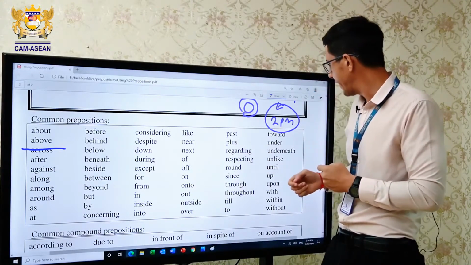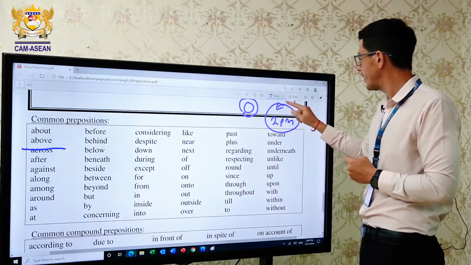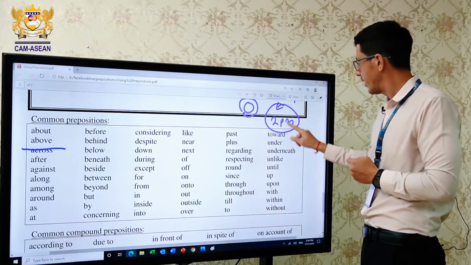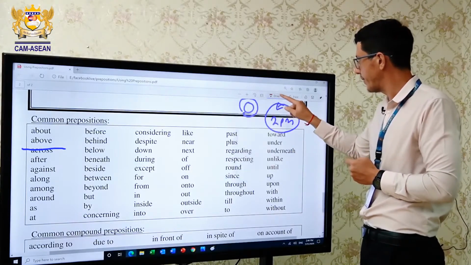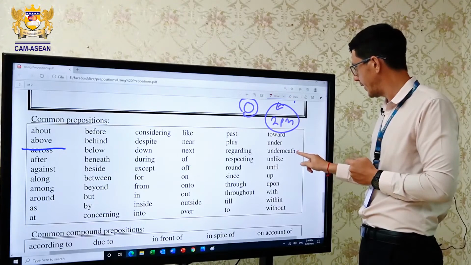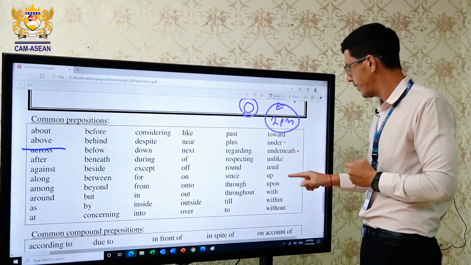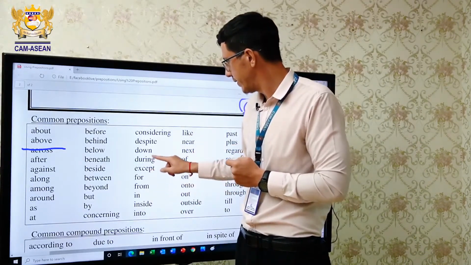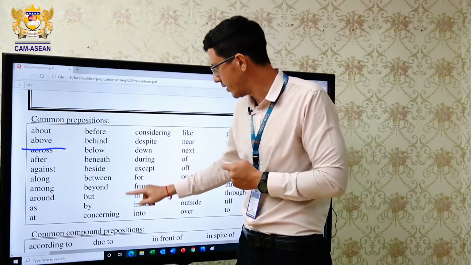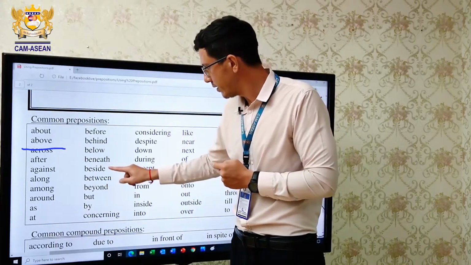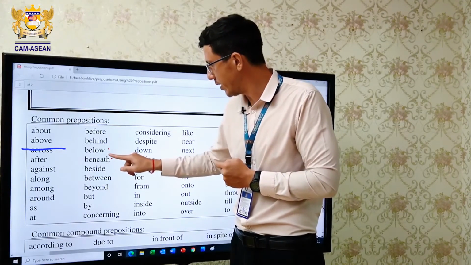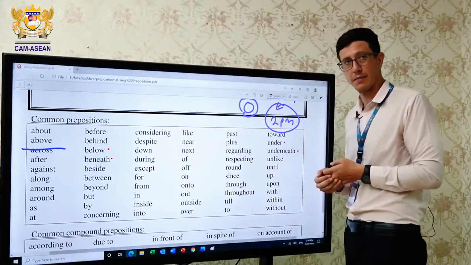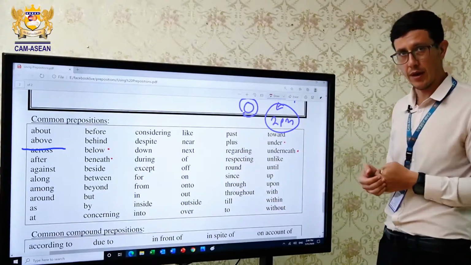Okay? So things like, let's do these the same color so we all know they're the same. They're related. Maybe not that color. Let's do red. So underneath, under, okay? Beneath, below. These all mean the same. In fact, you can use them the same way.